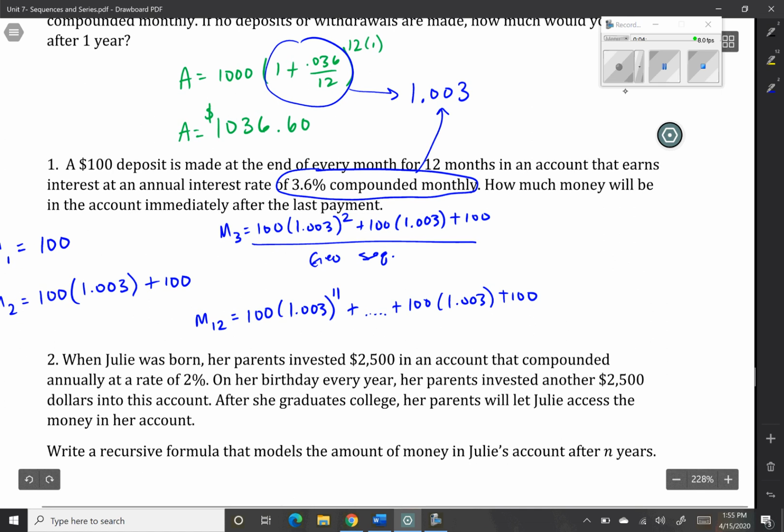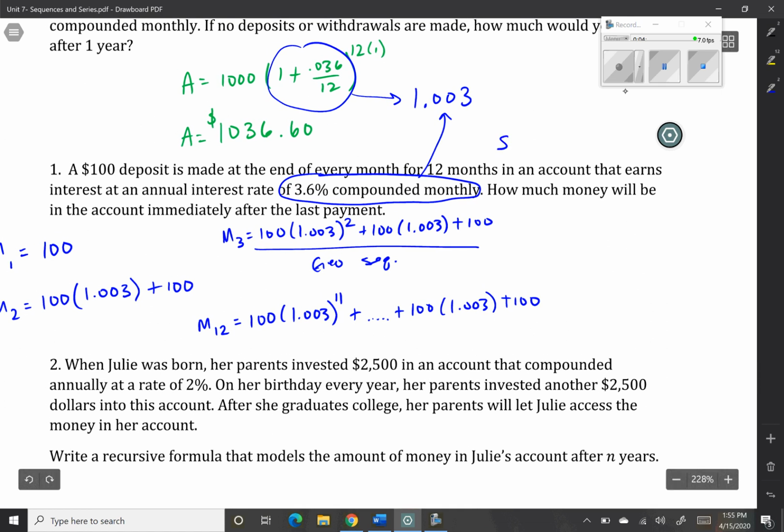Well, since it's geometric, I can just use this new sum formula. So the series formula was a sub 1 minus a sub 1 times the rate to the nth power, all over 1 minus the rate. That's something we learned in the previous lesson, lesson 7. So now I'm going to just apply that formula to find the value in month 12. So the initial value was 100. The common ratio, each time I go up a month, I'm multiplying by another 1.003. I need the value after 12 months. And then 1 minus 1.003.